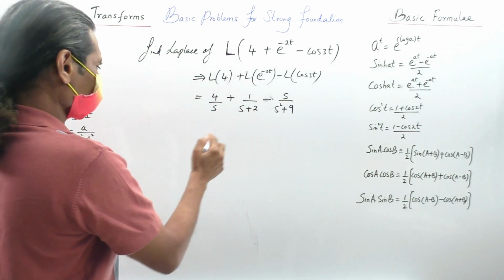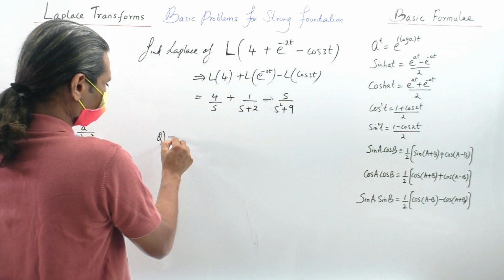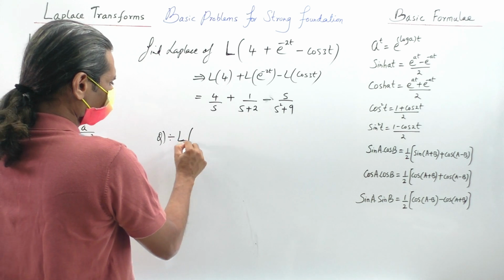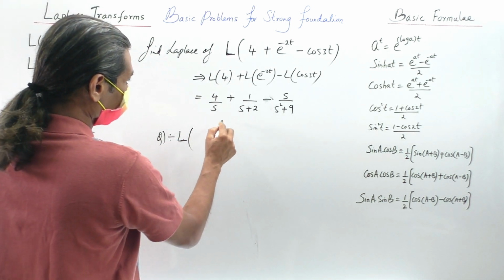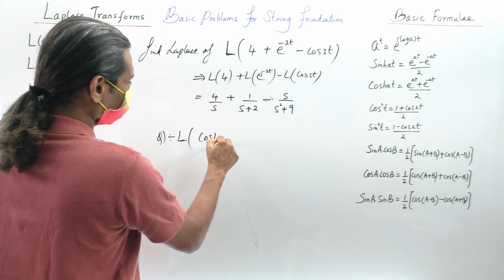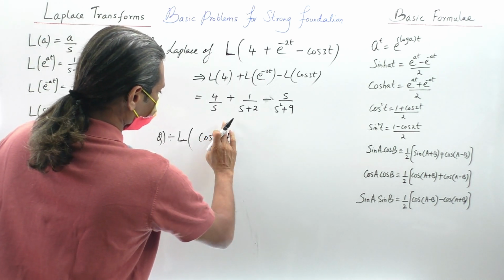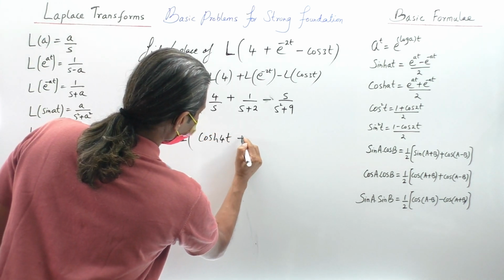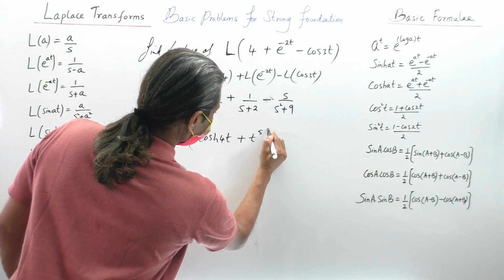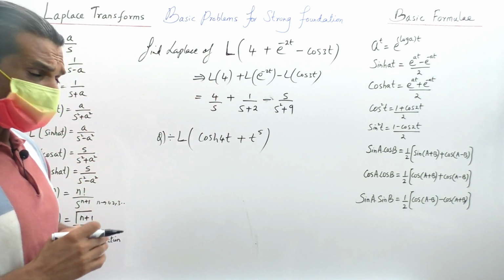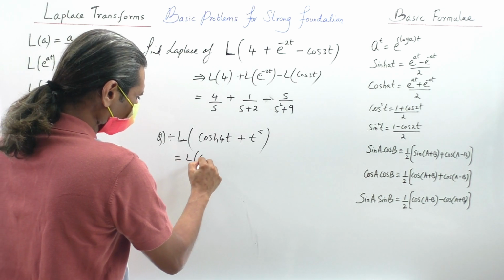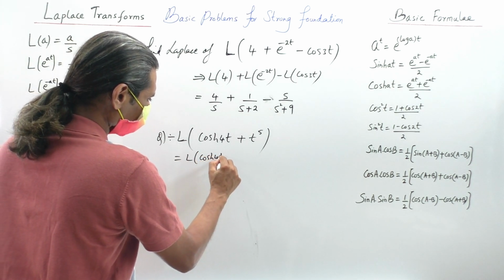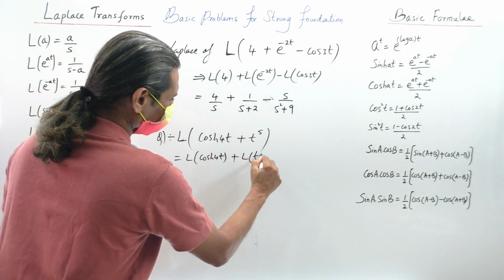Okay, so let me give one more question. Find the Laplace of cos hyperbolic 4t plus t raised to 5. Okay, so this is the question. So how to solve this? Again the same, there is a plus here. So this will be Laplace of cos hyperbolic 4t plus Laplace of t raised to 5.